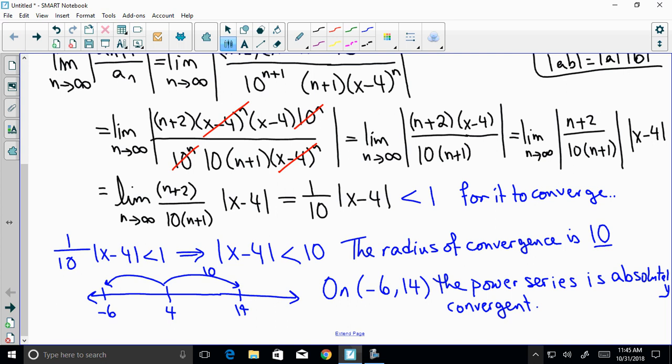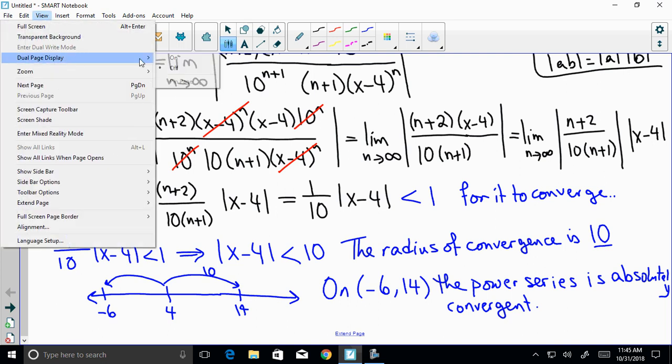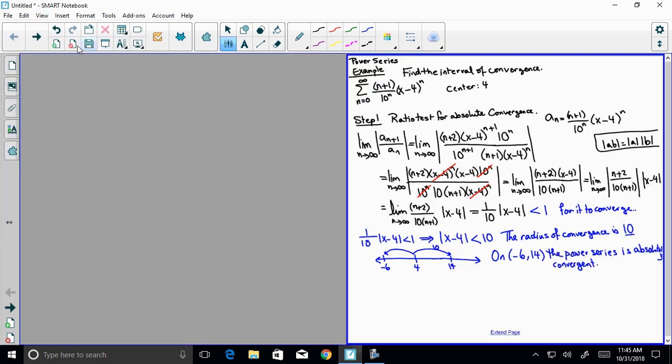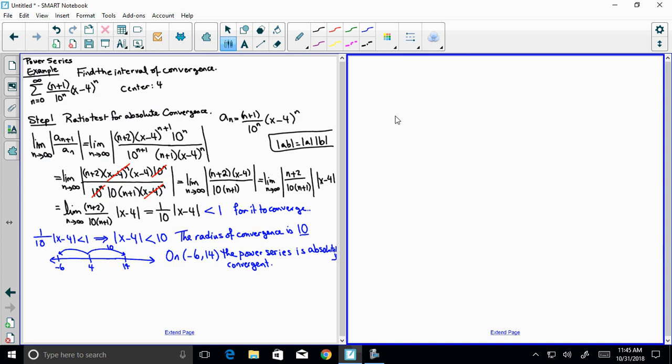So my series was sigma n plus 1 over 10 to the n, x minus 4 to the n. All right. So what I've done so far is I found the radius of convergence. Now I'm going to go on and find the interval of convergence.